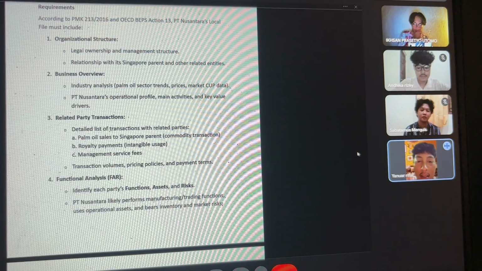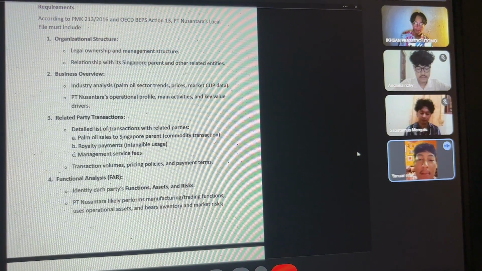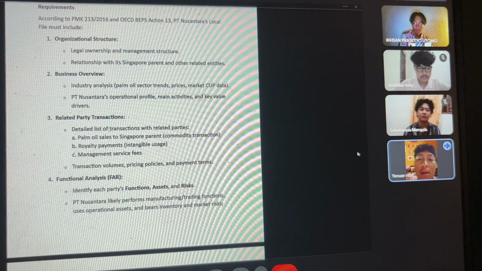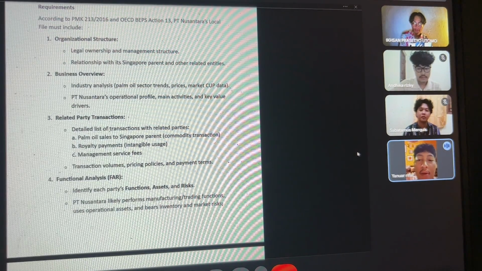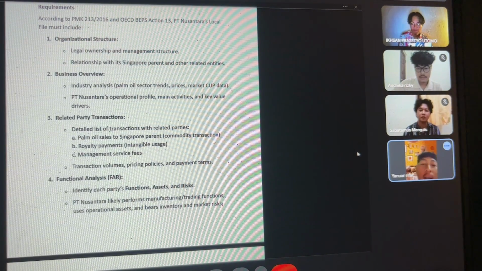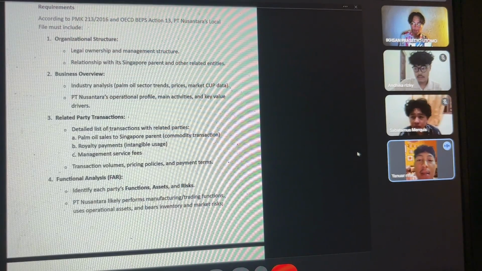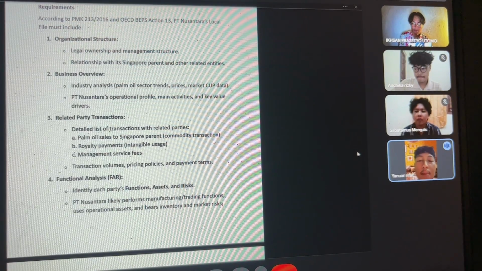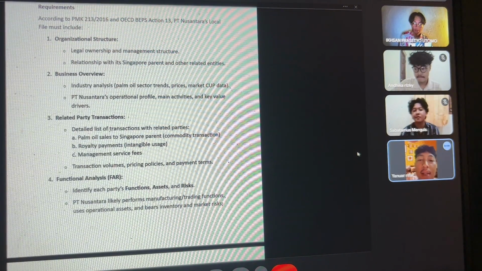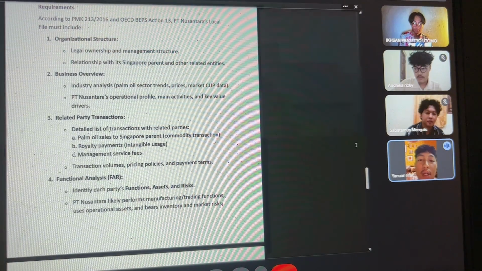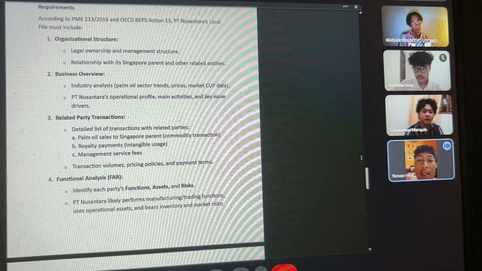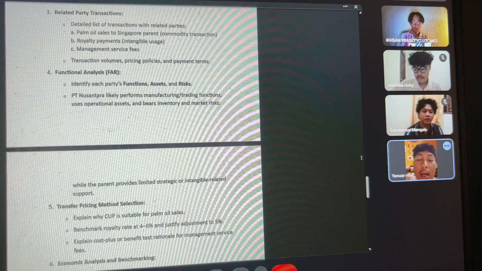Point 1, the details of transactions with related parties: A, palm oil sales to the Singapore parent, commodity transaction; B, royalty payments, intangible usage; and C, management service fee. And point 2, transaction volume, pricing policy, and payment terms. And number 4, functional analysis. Point 1, identify each party's functions, assets, and risks. And point 2, PT Nusantara performs manufacturing or trading functions, uses operational assets, and bears inventory and market risks, while the parent provides limited strategic or intangible-related support.